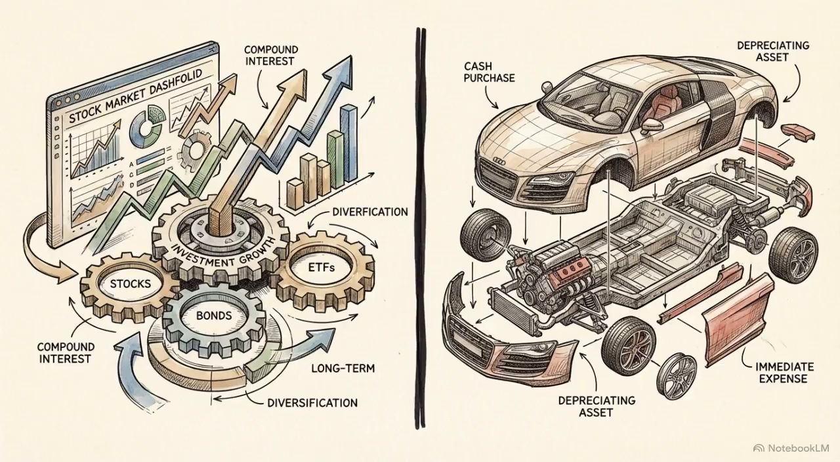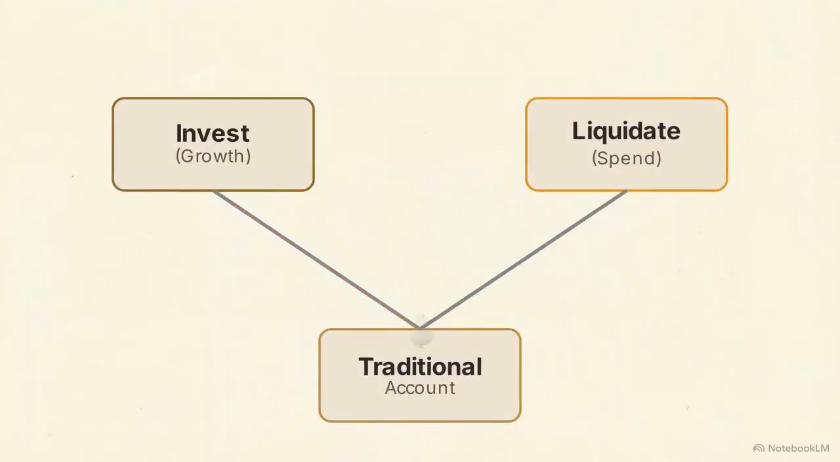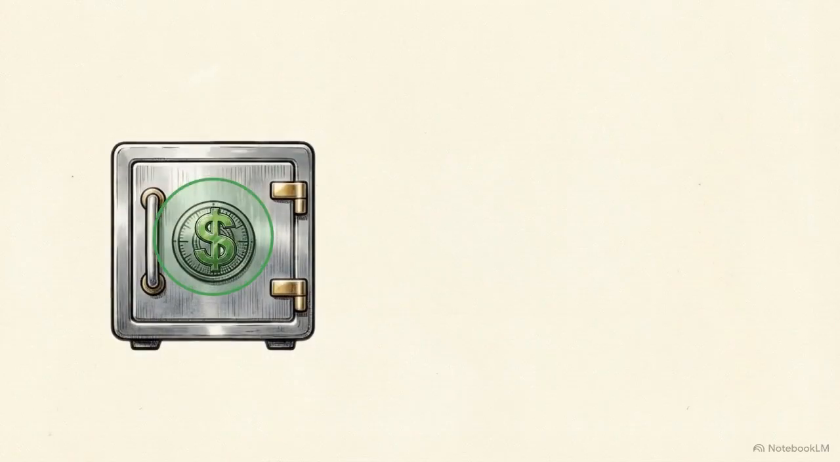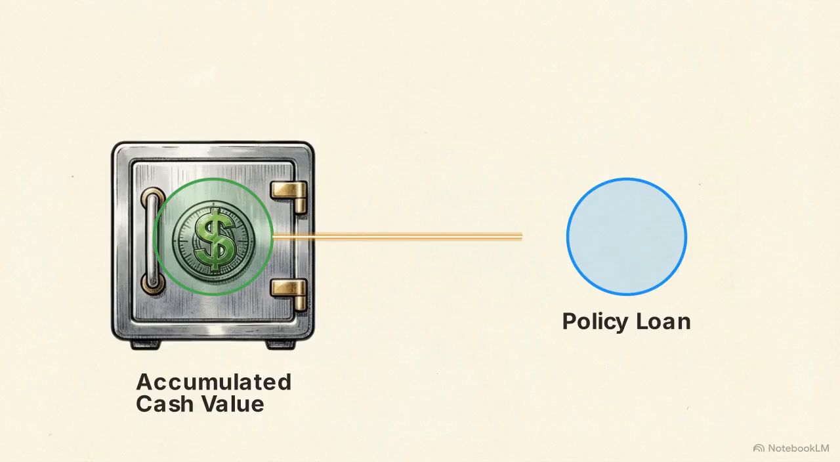Traditional retirement accounts force a binary choice: leave the money invested to grow or liquidate the asset to spend the cash. You cannot do both simultaneously. Max-funded policies bypass this limitation. To access cash, you never withdraw your baseline capital. Instead, you utilize it as collateral. You request a policy loan from the insurance carrier. They hand you an advance from their general fund, using your accumulated cash value as legal collateral. Critically, your original capital physically stays inside the account. It remains completely intact within the tax-free vault.